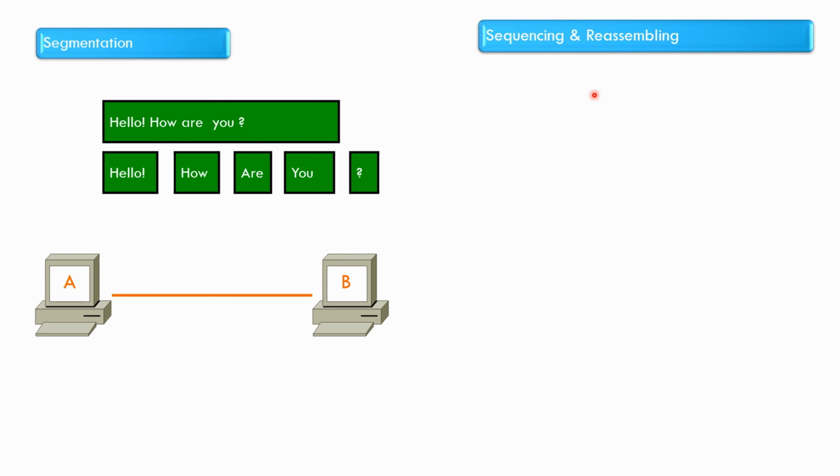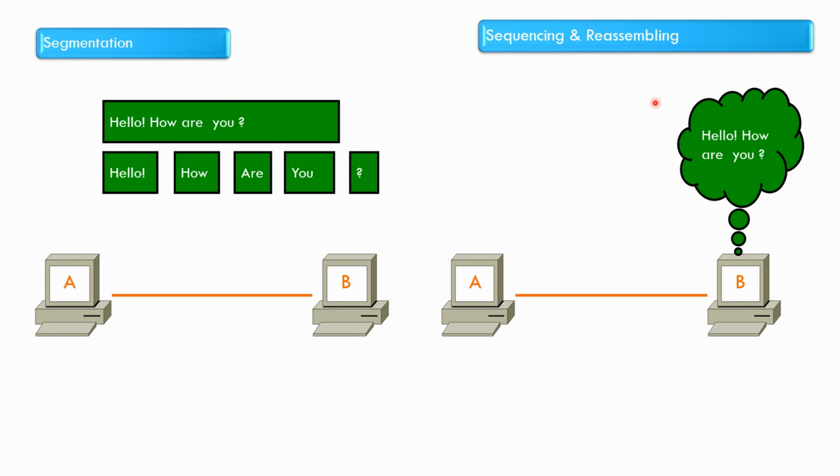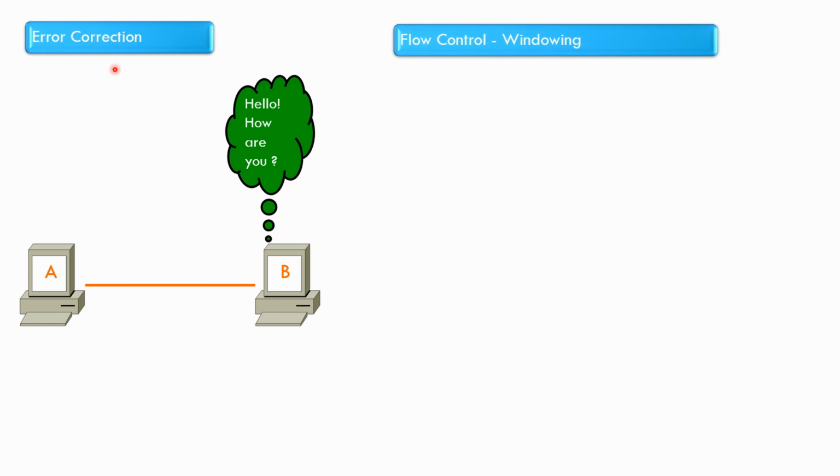Sequencing and reassembling. While the segmentation splits the packet into multiple segments, sequencing collects the data and uses the reassembling method to reassemble the packet and send it to the user display. Error correction is also like the packet, it will check whether all packets are received and reassembled or not. Like that it will check in the error condition state.